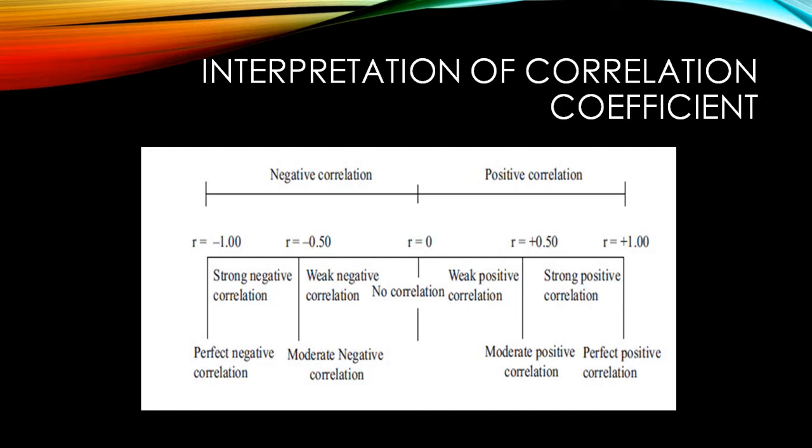If R is less than 0.5, we would say it's a weak positive correlation, and the closer it goes towards 1, the stronger the positive correlation. Likewise on the negative side: the moment we go towards the negative side, we have weak negative correlation or strong negative correlation. This is how you can interpret the correlation coefficients.